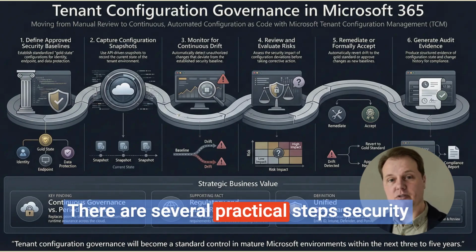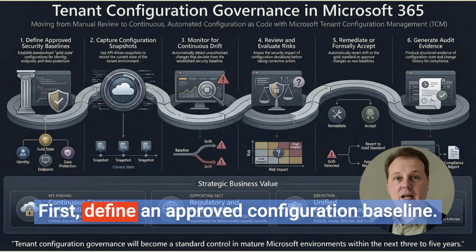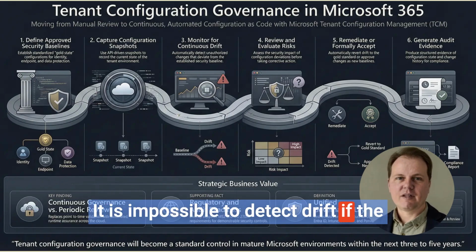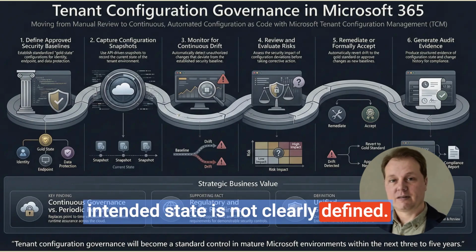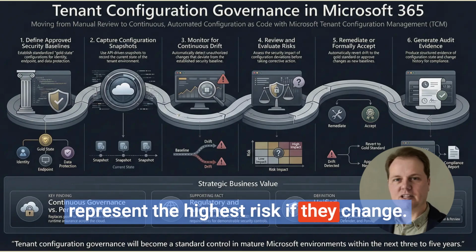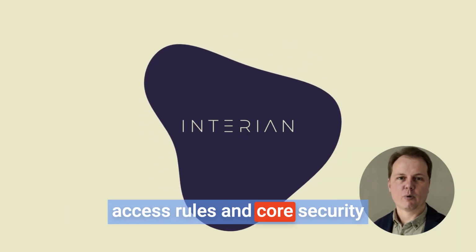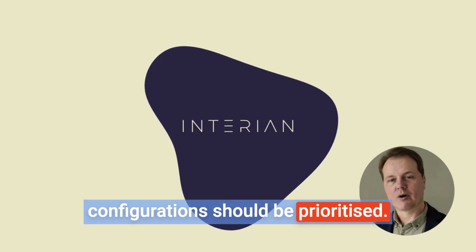There are several practical steps security and governance leaders can already take. First, define an approved configuration baseline. It is impossible to detect drift if the intended state is not clearly defined. Second, identify the controls that represent the highest risk if they change. Privileged access policies, conditional access rules, and core security configurations should be prioritized.